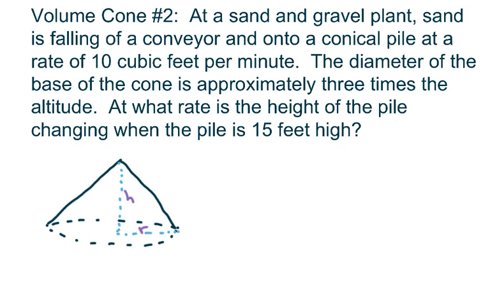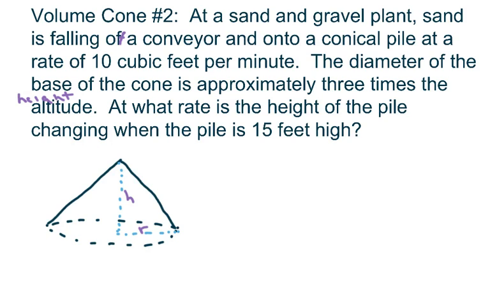Hi everyone, this is volume of a cone at a sand and gravel plant. Sand is falling off a conveyor onto a conical pile at a rate of 10 cubic feet per minute. The diameter of the base of the cone is approximately 3 times the altitude, which is actually the height. At what rate is the height of the pile changing when the pile is 15 feet high?